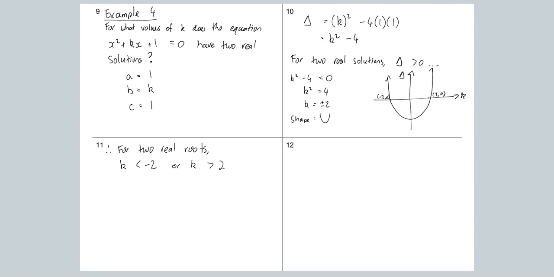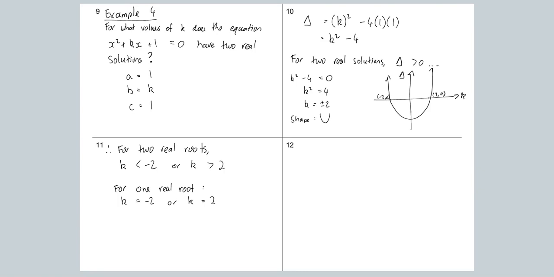Now, just as an added bonus, let me keep on going and say, well, what about for one real root? For one real root, delta has to equal 0. Where is delta equal to 0? Delta is equal to 0 here, at the k-intercepts, so if I go across, I can go to minus 2 or 2. So I would conclude that k is equal to minus 2, or k is equal to positive 2.